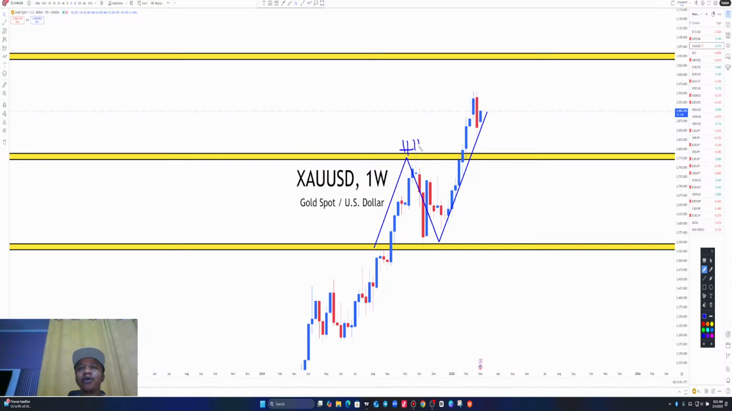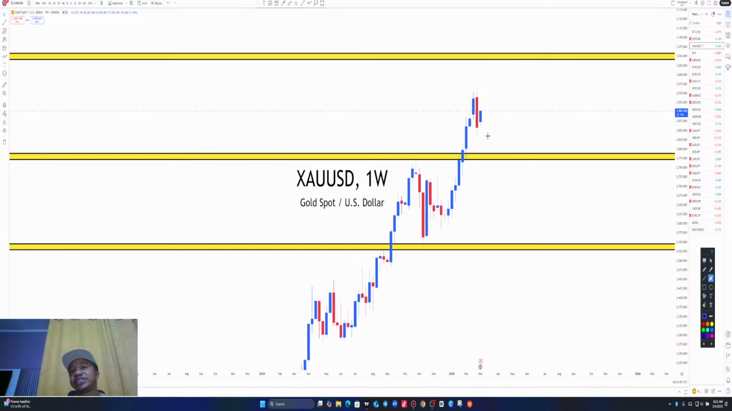So the question is, where is continuational push going? Is continuational push going to make contact with the monthly resistance or the weekly resistance as higher high? Or are we going to see price drop all the way from here to a downside to complete higher low? So two questions that need an answer.